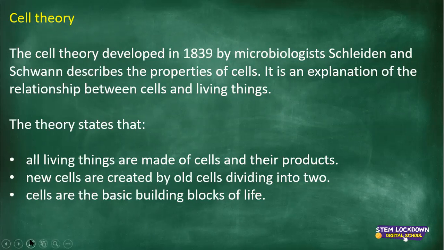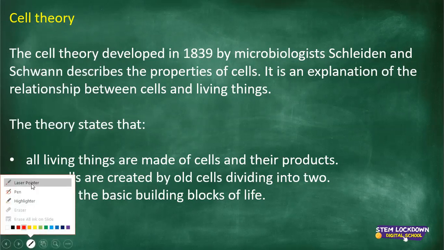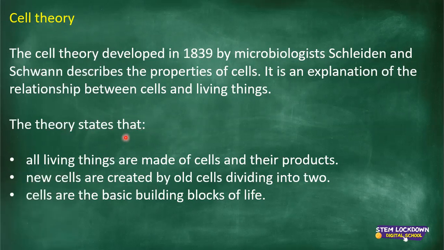What does this theory state? This theory states that all living things are made of cells and their products. New cells are created by old cells dividing into two, and cells are the basic building blocks of life. So this is the theory. Whenever you are asked about the cell theory, these are the three points that you state. Cell theory states that all living things are made of cells and their products. So there's no single living thing that is not made up of cells.